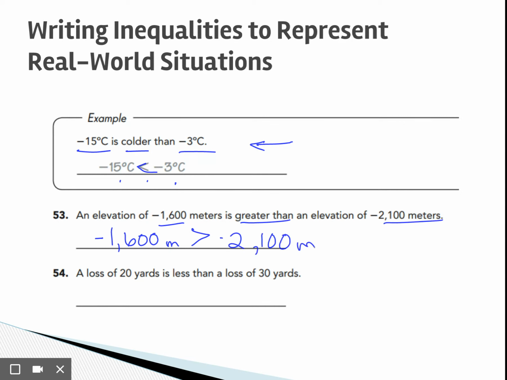All right. And number 54, a loss of 20 yards. So a loss, remember that's a negative. Negative 20 yards is less than, so I put my less than symbol, a loss of 30 yards. Negative 30 yards.